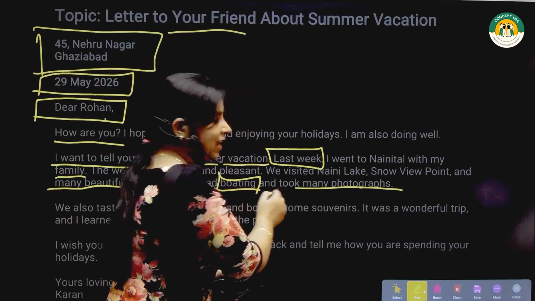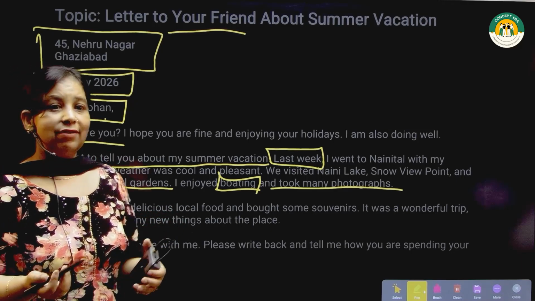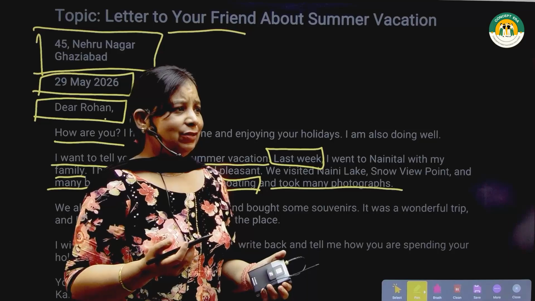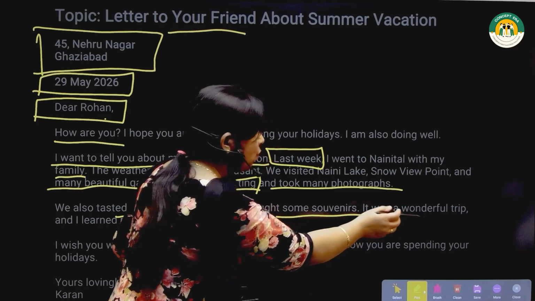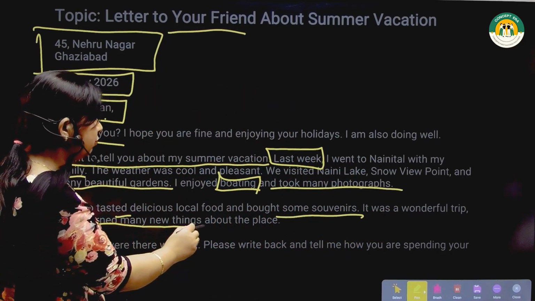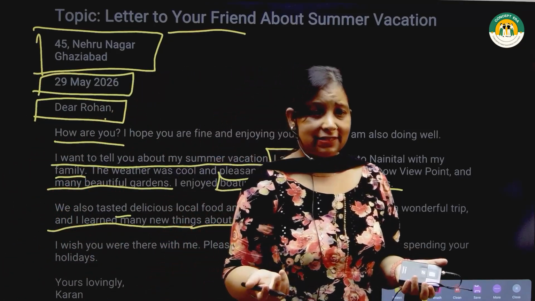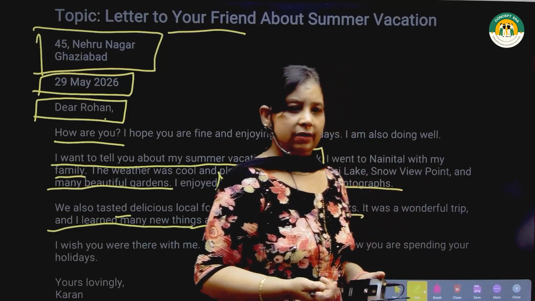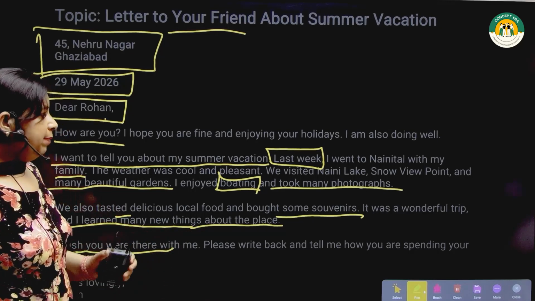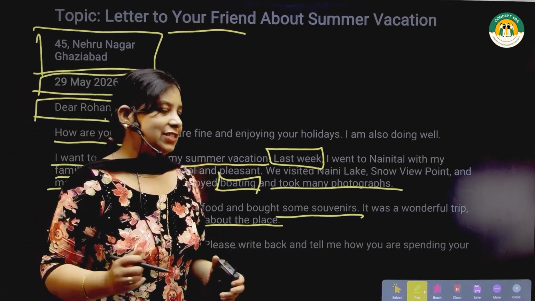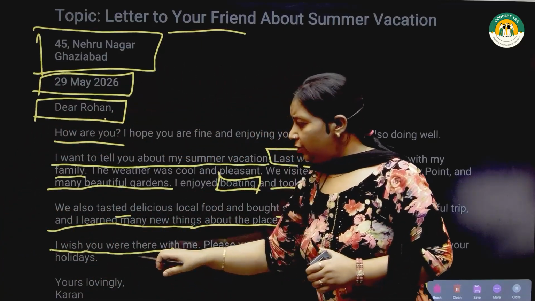"And took many photographs. We also tasted delicious local food." You can write about the famous food prepared by the local people of that area. "Some souvenirs. It was a wonderful trip and I learned many new things about the place." If you bought something as a gift for your friend, you should mention it here. "At last, I wish you were there with me. Please write back and tell me how you are spending your holidays." So in this way, you can write your letter.